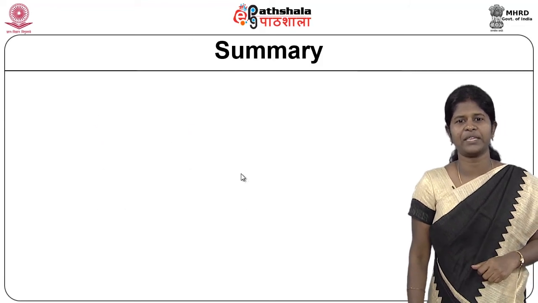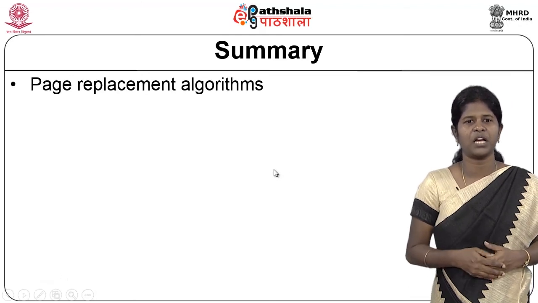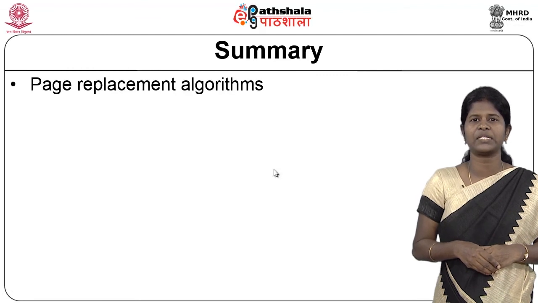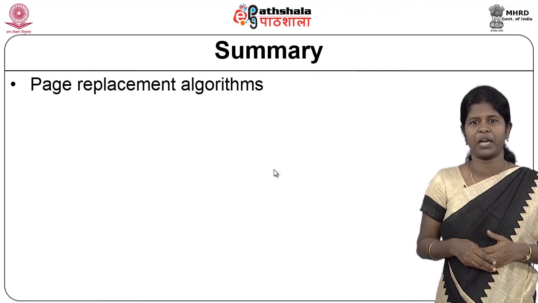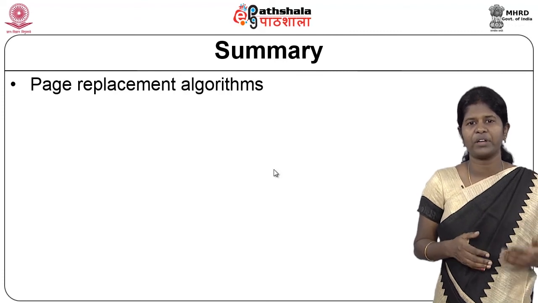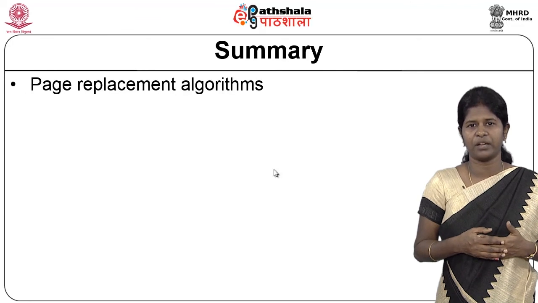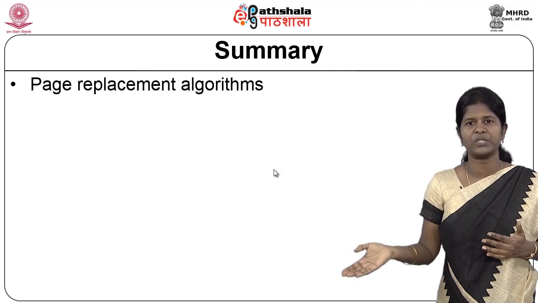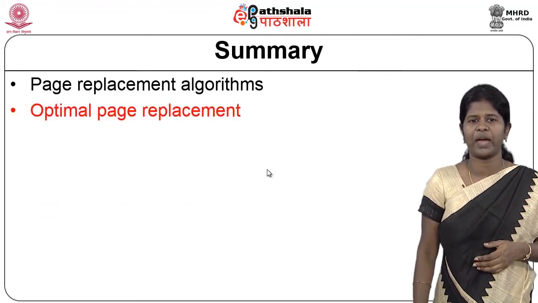Now, summarizing whatever we have learnt in today's class, we learnt what page replacement is. Whenever there is a need for a page, that page is brought into the main memory in the case of demand paging, and if you don't have place in the main memory, then you need to go for page replacement. You need to choose one victim frame, take that out, and bring the required page in. And there are many ways in which you do that.